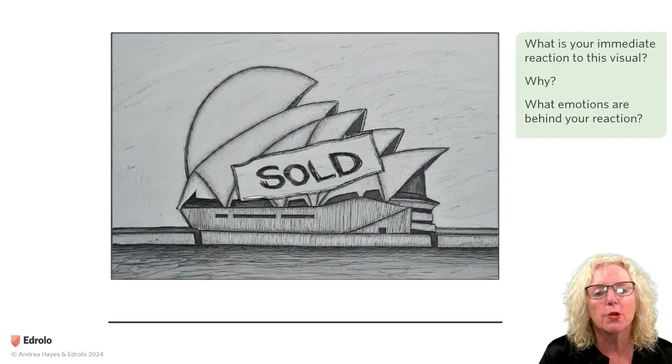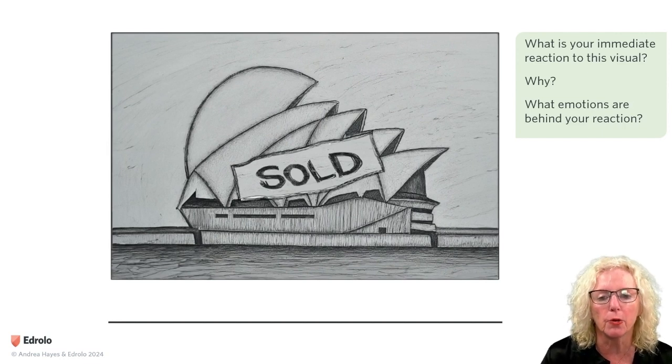Okay, what is your immediate reaction to this visual, this sketch of the opera house with the sold sign? And think, why do you react this way? And what emotions are behind your reaction? When I look at it, I'm sort of like, whoa, shock, horror. What? Why are we selling it?